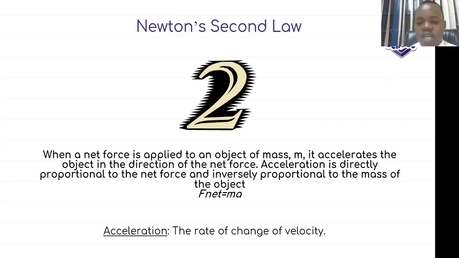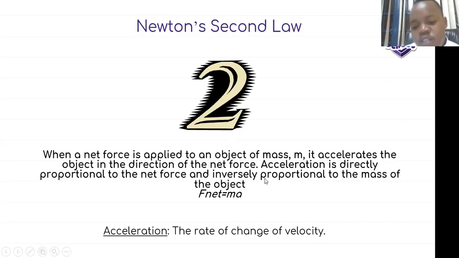So acceleration is directly proportional to the net force. You increase the net force, the acceleration increases. For example, you double the net force, then the acceleration is going to double, only if the mass is kept constant. And acceleration is inversely proportional to the mass of the object. So, if the mass of the object increases, the acceleration will decrease.